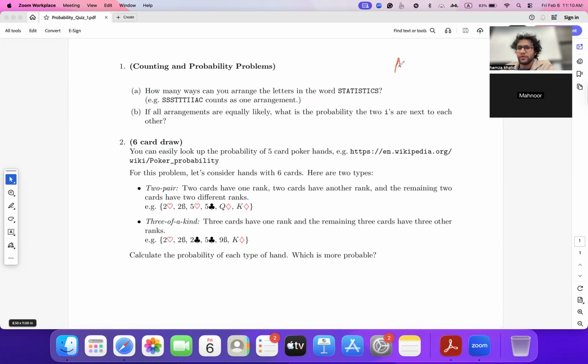Let's say I have ABC, and I ask the same question: how many ways can you arrange the letters in this word? How would you go about it? Well, these are just three letters, so we can always choose the harder way, which is that we list each possibility.